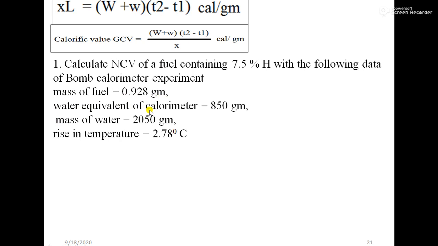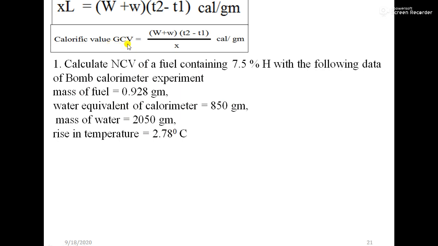Then water equivalent of calorimeter is 850 gram. So that is omega. Then mass of water 2050 gram, that is W. Rise in temperature is 2.78 degrees Celsius. So directly T2 minus T1 is given. So you can write here X is 0.928, then omega is 850, then W is 2050 gram, and T2 minus T1 is 2.78 degrees Celsius. So from that you can calculate GCV.